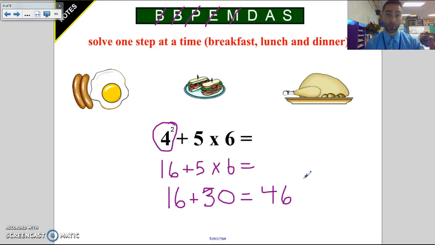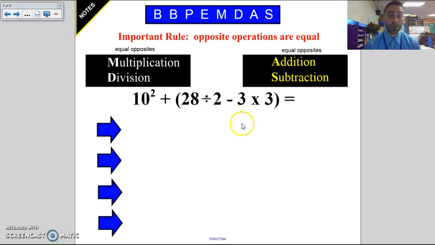I looked first for each part of the BB PEMDAS. Whichever was there, I did first. Now let's look at another. Here we have a much bigger problem. All right, much more difficult, so make sure you follow along as we solve.